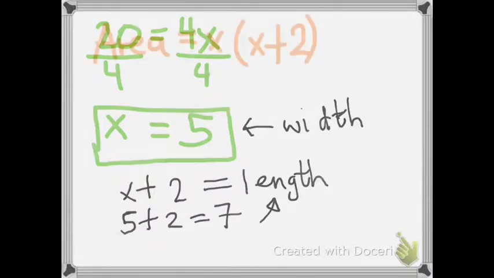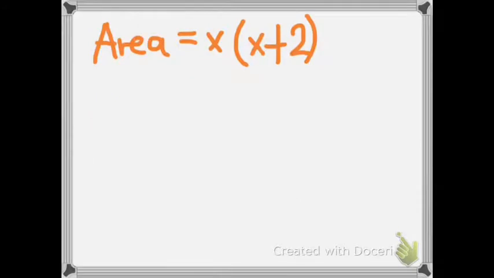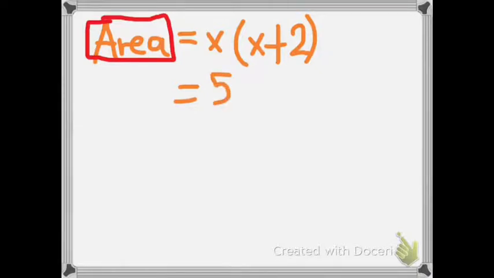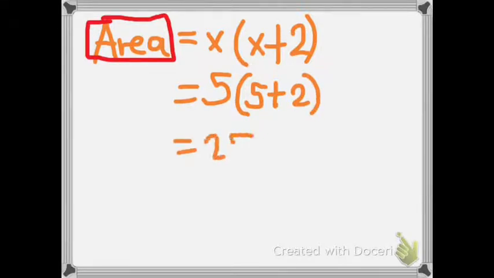There. And in the representation, it's mentioned that the width is x while the length is x plus 2. So when we substitute the value to the variables, the width is equal to 5 meters while the length is equal to 7 meters.